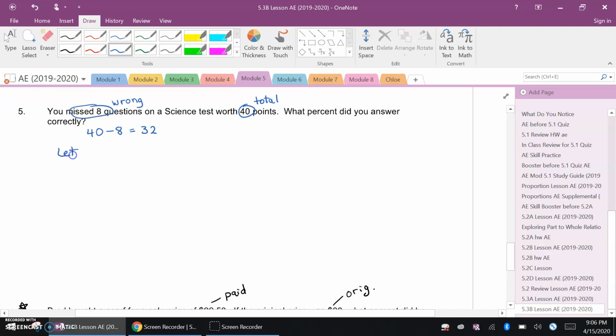So we're going to let x equal the percent correct. And then for our word ratio, we'll have correct to total. And I know this is similar to 4 and 6, but 4 and 6, because they're both dealing with money, I wanted to make sure that we lump those together. So when we look at how many questions you got, 32 questions correct, and then out of the 40, and then we're going to have it being x out of 100.